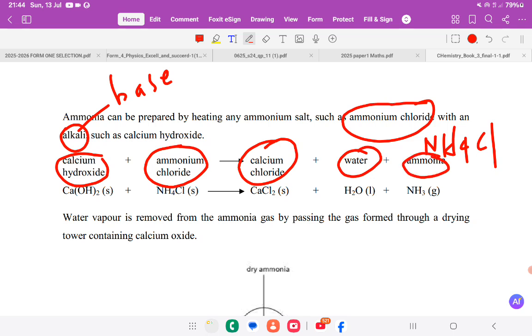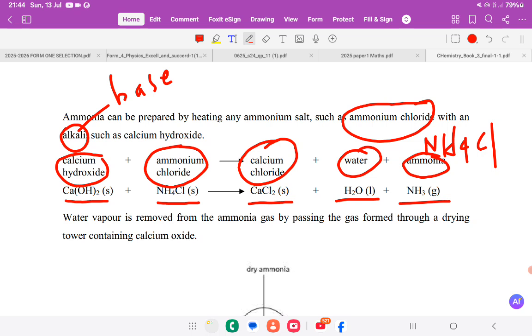Take note of the reaction involved, the chemical reaction. So calcium hydroxide is Ca(OH)2, and the ammonium chloride is NH4Cl, and will produce a salt. This is a salt. Calcium chloride is a salt, and then there's also water produced as a byproduct, and then we have ammonia, which is the gas which is intended.